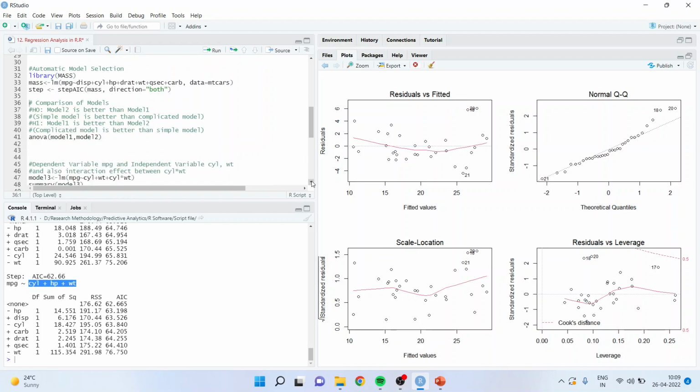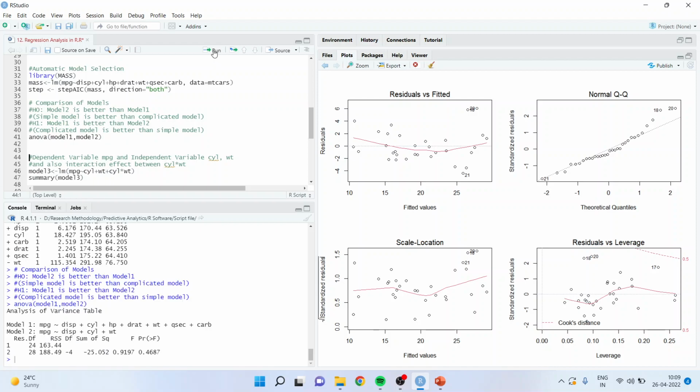You can also compare the models. For this, you can carry out the ANOVA. So what is the null hypothesis? Null is model 2 is better than model 1, or in other words, the simple model is better than the complicated model. H1 is model 1 is better than model 2, or the complicated model is better than the simple model. We know model 1 is more complicated than model 2 because it has more variables. Let us run the analysis.